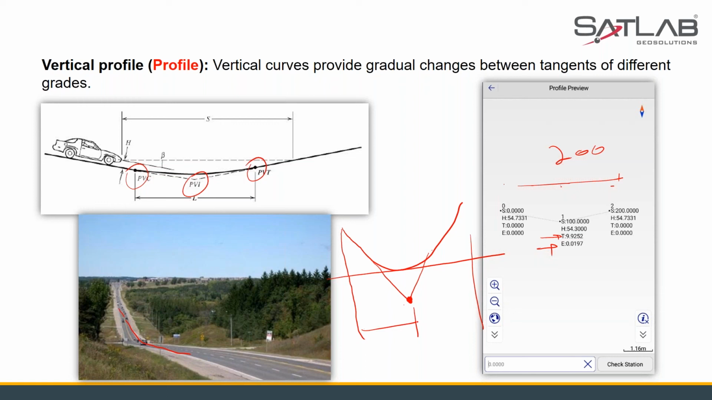It's 200, and this particular T and E. Okay, I'll just make you understand what exactly this T and E is. Say, for example, this is my curve over here. This is my point of intersection, right? PVI.